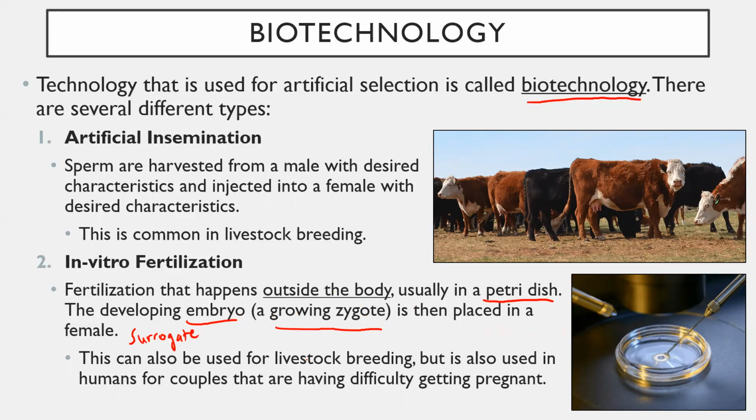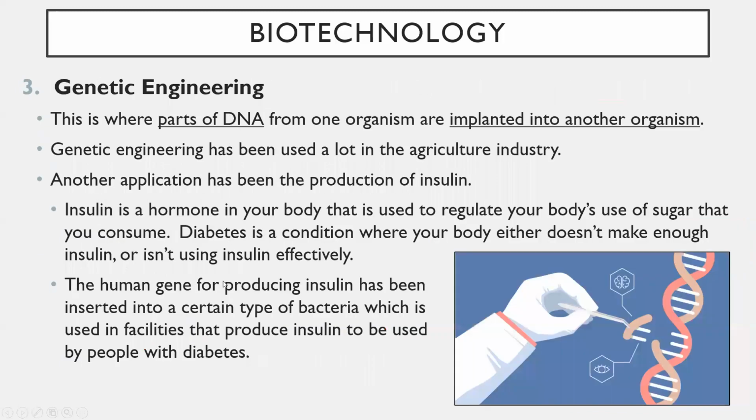Now, this is also done with livestock breeding, but this is also used in humans for couples that are having a hard time getting pregnant, right? So if there's difficulty with a couple having a baby, then in vitro fertilization is, of course, an option. Now, oftentimes, though, with human beings, the surrogate is the actual mother themselves. It's not just someone else. But anyway, that's a long story short. Next up, genetic engineering. This one's a little more controversial.